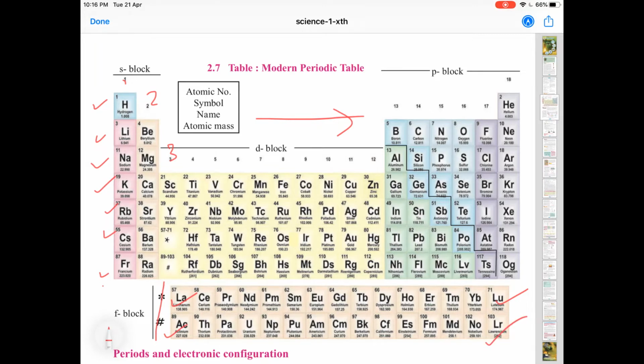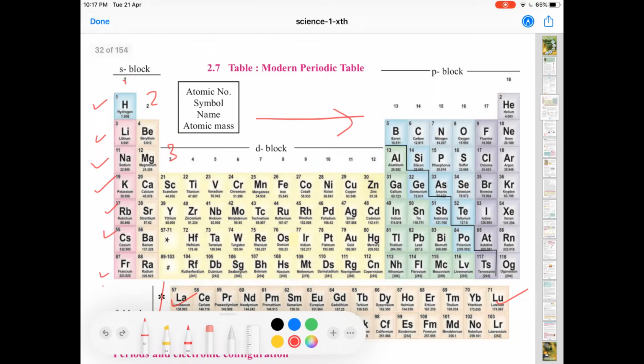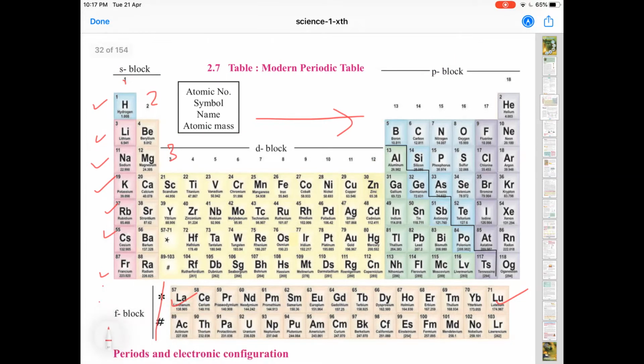Another important point is that the whole modern periodic table is divided into 4 blocks. They are the S block, the P block, the D block, and the F block. As you can see, the S block elements are in groups 1 and 2. The P block starts from 13 till 18. The D block is in the middle, that is from 3 to 12, and the F block is at the bottom.